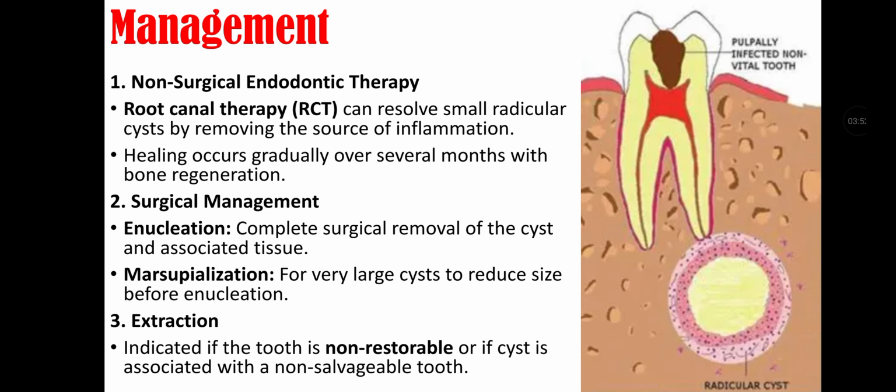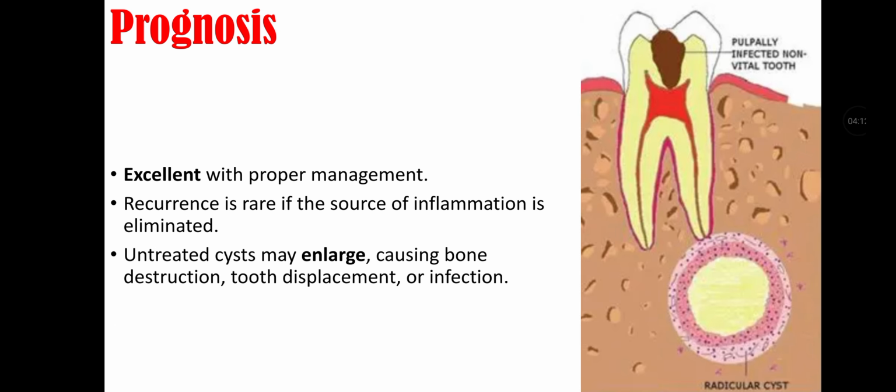We can also do surgical management that may include enucleation or marsupialization. Enucleation is complete surgical removal of the cyst and associated tissue, and marsupialization is for very large cysts to reduce size before enucleation. Extraction can be done, and it is indicated if the tooth is non-restorable or if the cyst is associated with a non-salvageable tooth.